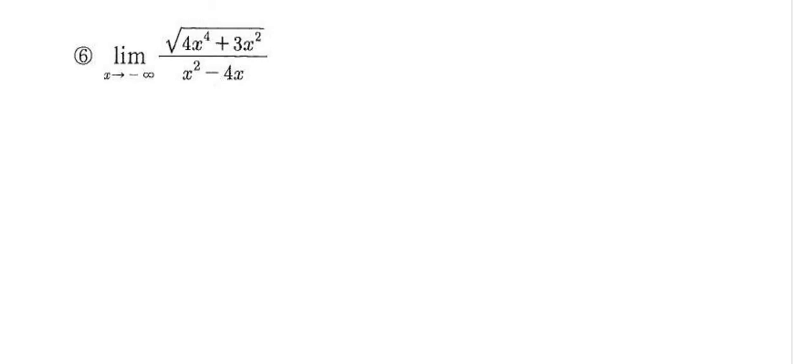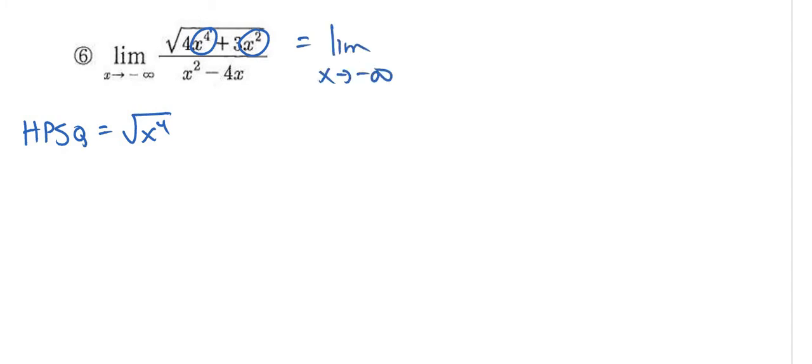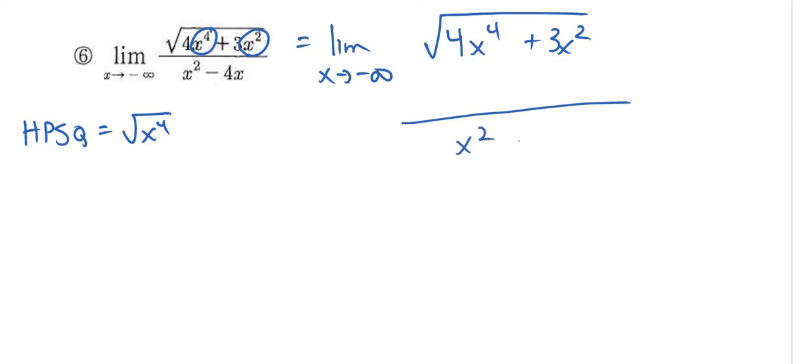All right, so for question number 6, look at the powers in the square root. The highest power in the square root is the square root of x to the power 4. So we're going to divide everything by the square root of x to the power 4. So 4x to the 4 plus 3x squared, leave a little bit of space, x squared minus 4x, and then we're going to divide everything by the square root of x to the 4.